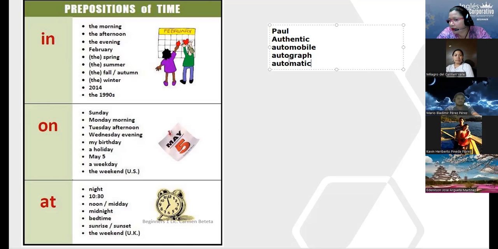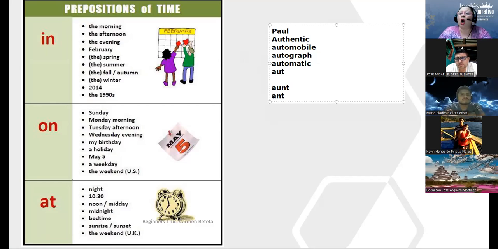Teacher, aunt. Yes, but that's different. Esa se pronuncia casi como hormiga. Okay, se pronuncia algo así, aunt. Esta no se pronuncia aunt. Este se pronuncia aunt. Es quizás una de las excepciones a la regla. Teacher. Tell me. Entonces sería autumn. Autumn. Ah, en esta sí. Autumn. Exactly.